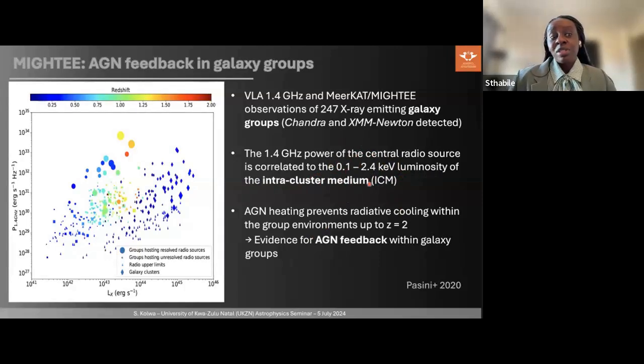And this directly proportional relationship is indicative of the fact that at the intracluster medium level, AGN heating is responsible for heating up X-ray bubbles or X-ray cavities on the large scale, and essentially preventing cooling of gas. So this preventative mechanism, of course we call AGN feedback, is evident within these galaxy groups based on these observations.